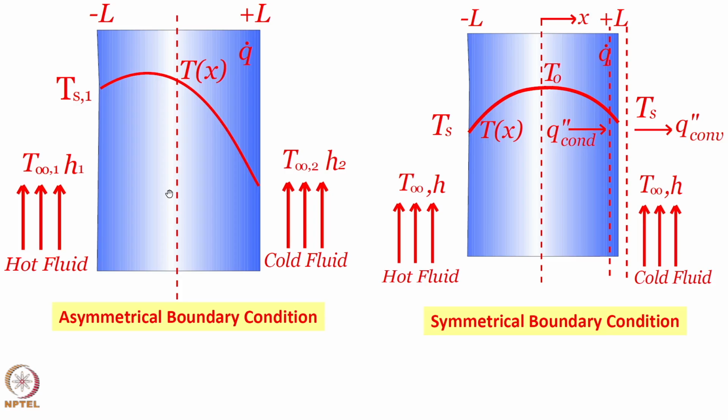For example, this is asymmetrical boundary condition. By that I mean, I have T infinity 1 and H 1 very different from T infinity 2 and H 2. So, this could be a glass of a window of an oven, where inside is H 1 T infinity 1, which is much different from outside, which is H 2 T infinity 2. So, temperature distribution there, of course, this is a heat generation thing.